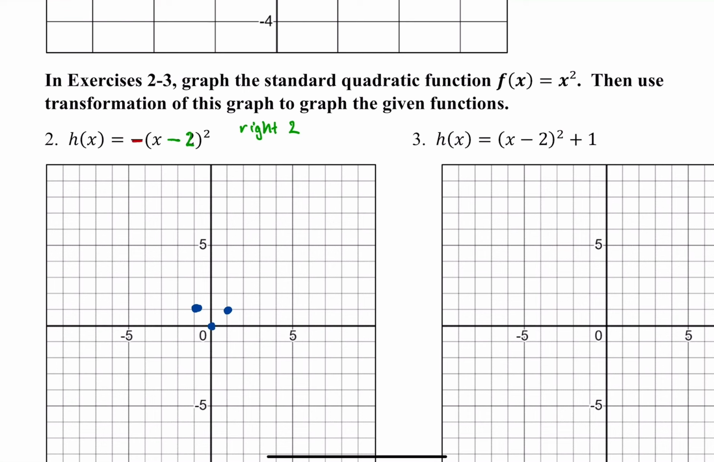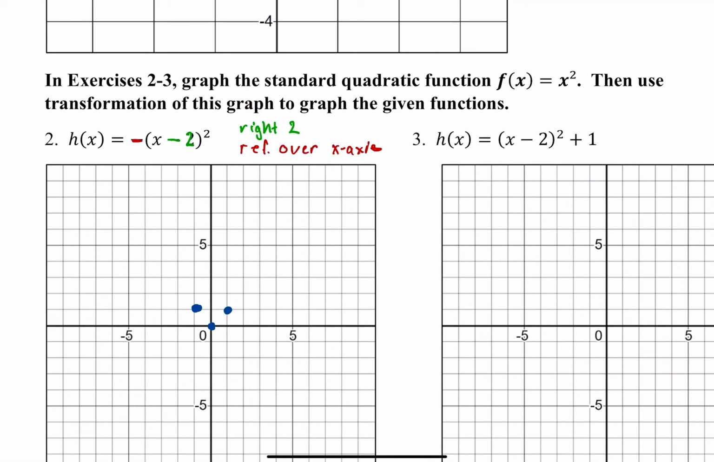Then this negative right here, that negative is out in front. So it is going to basically be some sort of vertical transformation. And if you recall, a negative out front is going to make the y's that were positive negative, and vice versa. If there was something negative, it would go positive. So it's going to be a reflection over the x-axis.